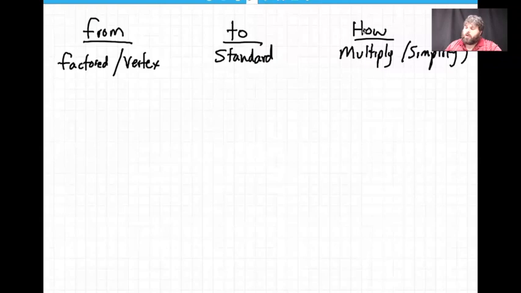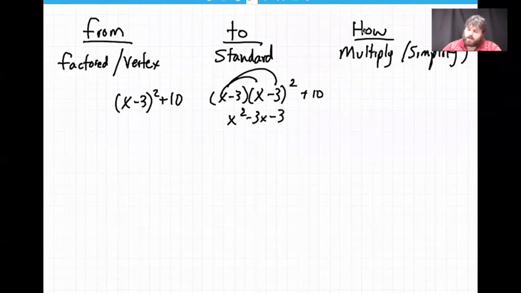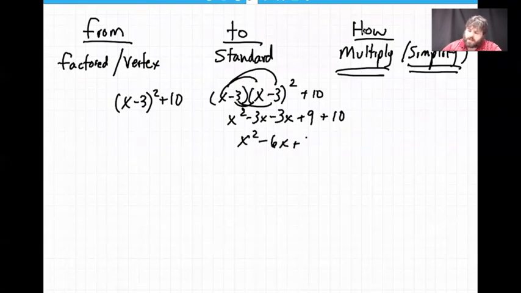Okay? What does that look like? Well, factored form, (x minus 3) squared plus 10, right? If I want to get it into standard form, I just multiply out. So that means multiply this thing here twice, and then you'll add 10. So you'll distribute, get x squared minus 3x when you distribute this, plus 9, and then you add the 10. Then you simplify, right? So we're going to multiply and then simplify. So we get x squared minus 6x plus 19. Now we're in standard form.